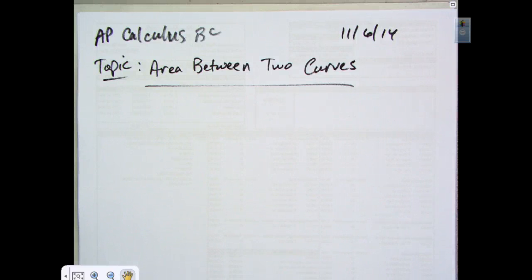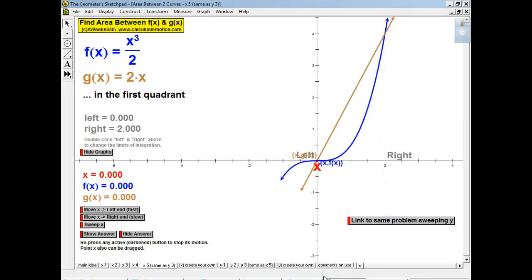If the curve was above the x-axis, your area was positive. If the curve was below the x-axis, your area was negative. So this will be kind of similar in that sense. All right, so we're going to take a look at finding the area of the region between these two curves.